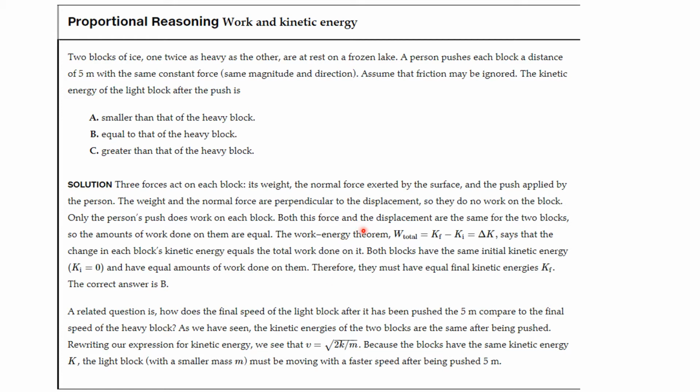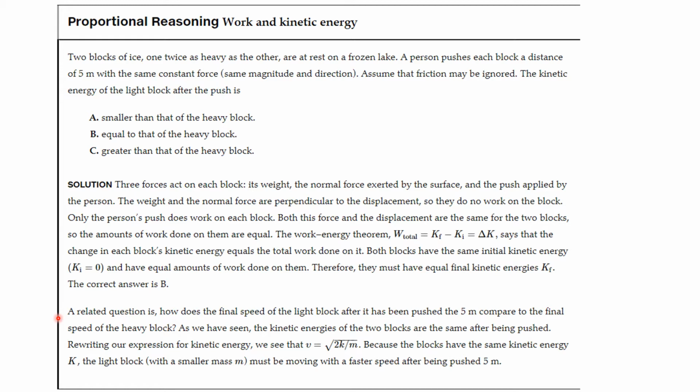Both this force and the displacement are the same for the 2 blocks, so the amounts of work done on each of them are equal. The work energy theorem says that the change in each block's kinetic energy equals the total work done on them. Both blocks have the same initial kinetic energy of 0, and so they have equal amounts of work done on them. Therefore, they must have equal final kinetic energies. The correct answer is B.